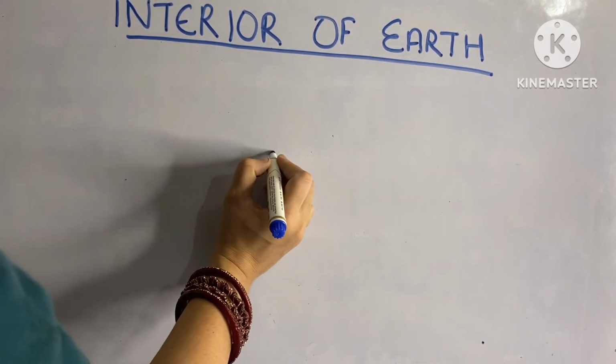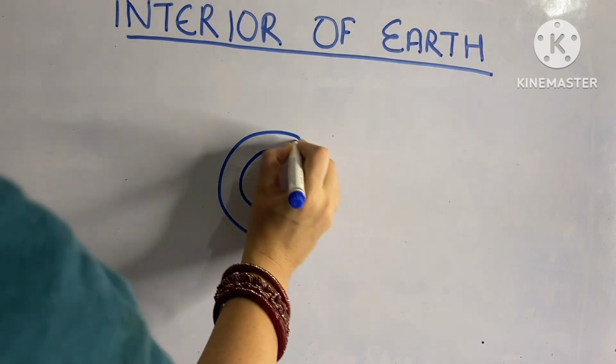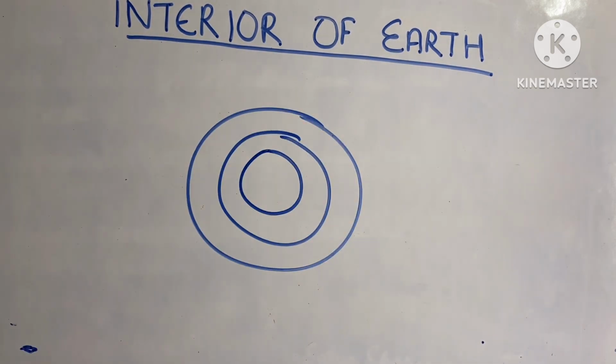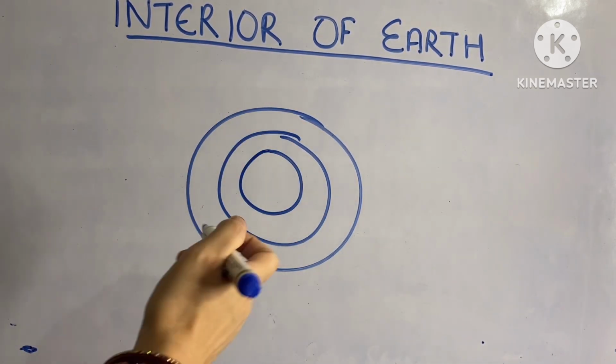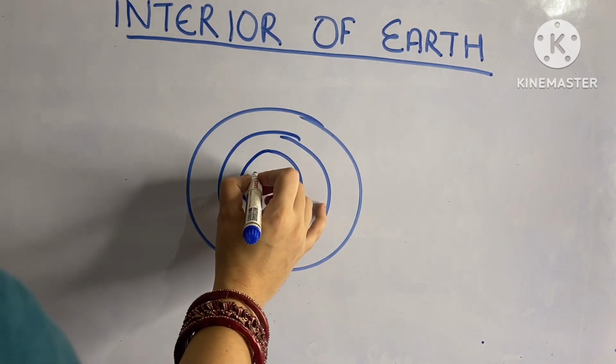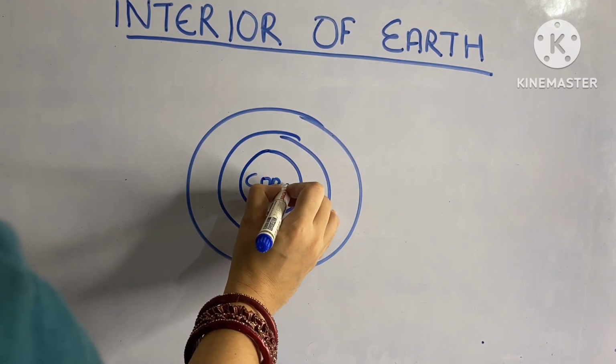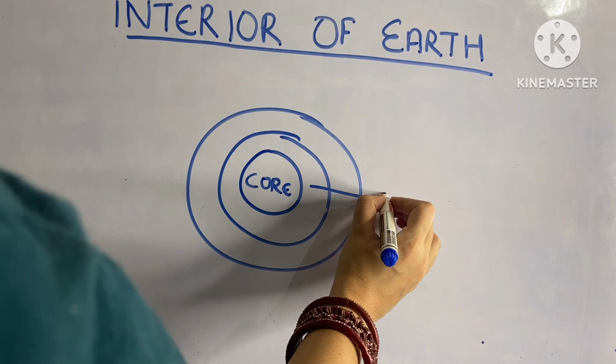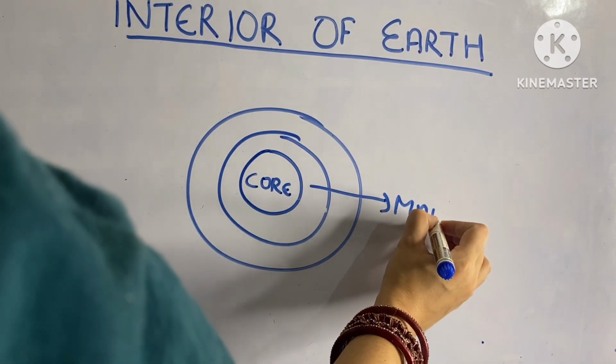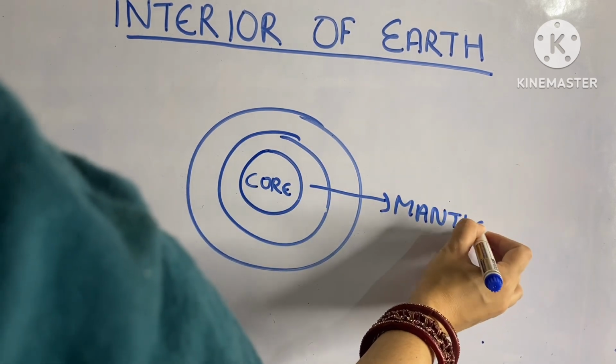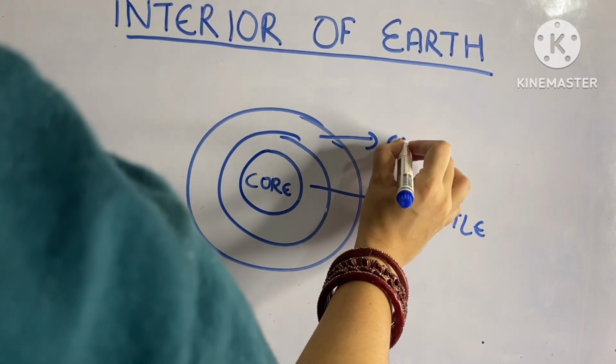Earth is divided into... earth जो है most importantly तीन पार्ट में डिवाइड हुई है. This is core, inner part, this is mantle and this is crust.